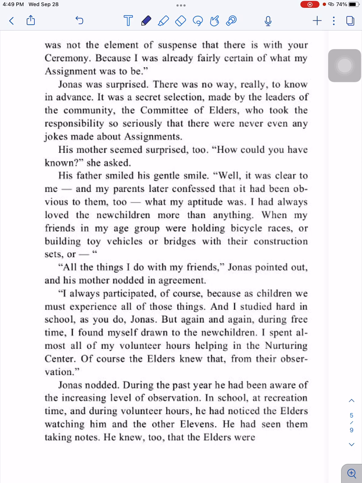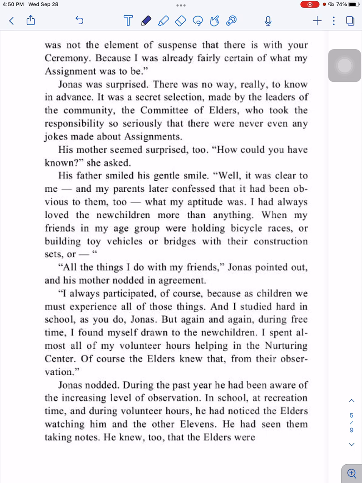"Well, it was clear to me, and my parents later confessed that it had been obvious to them too, what my aptitude was. I had always loved the new children more than anything. When my friends in my age group were holding bicycle races, or building toy vehicles, or bridges with their construction sets, or all the things I do with my friends," Jonas pointed out, and his mother nodded in agreement. "I always participated, of course, because as children we must experience all of those things. And I studied hard in school, as you do, Jonas. But again and again, during free time, I found myself drawn to the new children. I spent almost all of my volunteer hours helping in the nurturing center. Of course, the elders knew that, from their observation."